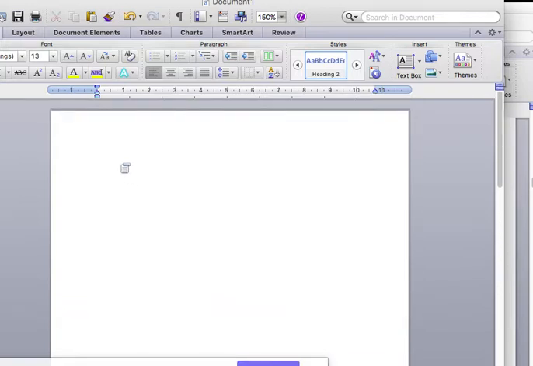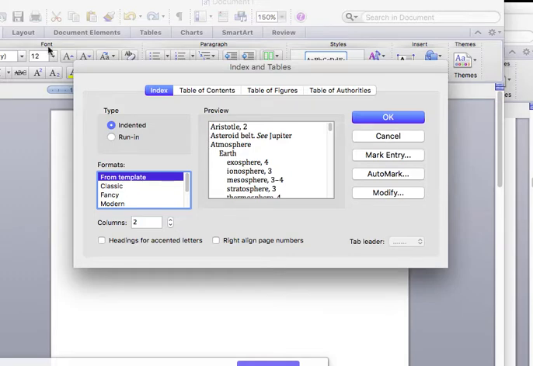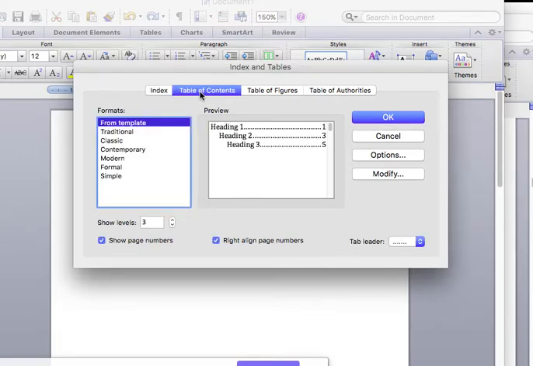Now here, I'm just using insert. Unfortunately you cannot see it, because the main menu is at the top section on the Mac. So I use insert and then index and table. This is what you get: insert, index and table. In the index we don't need to do an index, we have to do the table of contents.